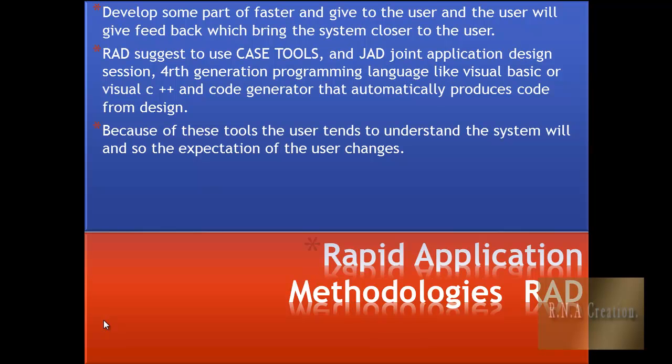Because of these tools, the user tends to understand the system well, and so the expectation of the user changes. The user can understand what the programmer or the designer is trying to show, because it is using the 4th generation and design tools that can generate code. The user understands the thing much better, and the user expectation also grows with it, and that's the only problem with it.